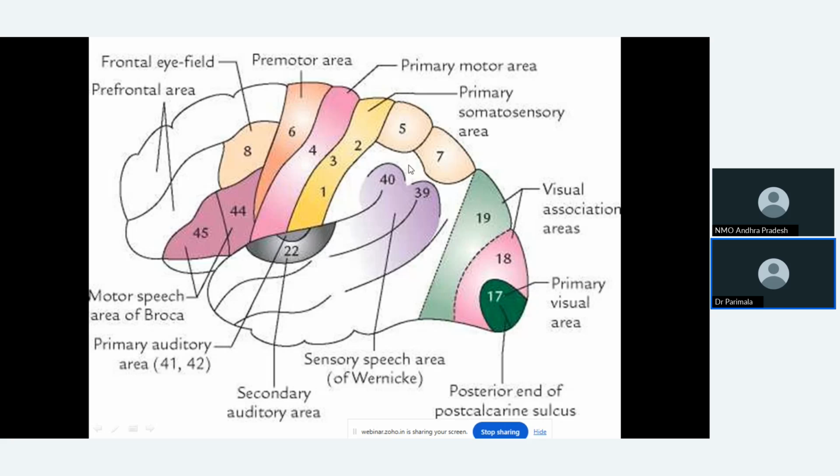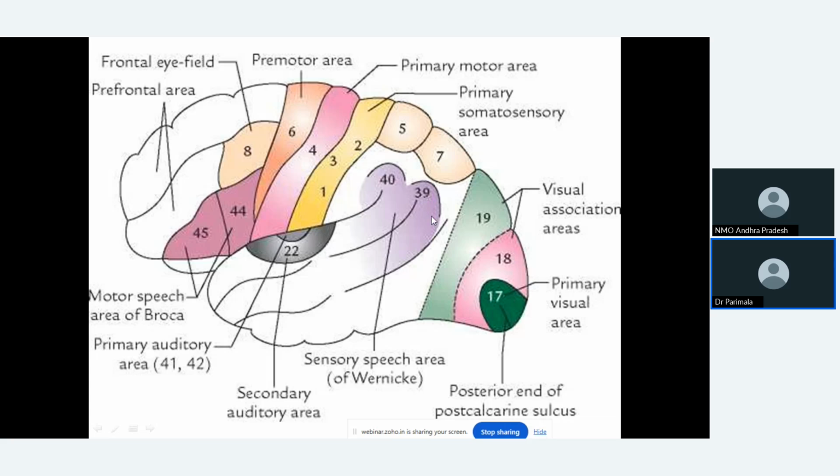Then in the inferior parietal lobule, we have 40 and 39. This is called the sensory speech area. Here you had the motor speech area, and here we have the sensory speech area, otherwise called Wernicke's area. It is also called the tactile speech area. So 40 and 39 are called the sensory speech area or tactile speech area. So 3, 1, 2 is the primary sensory area, 5 and 7 are sensory association areas, and 40 and 39 are called the sensory speech area or Wernicke's area. So this completes the functional areas of the parietal lobe.